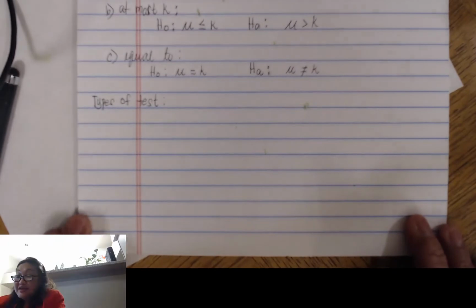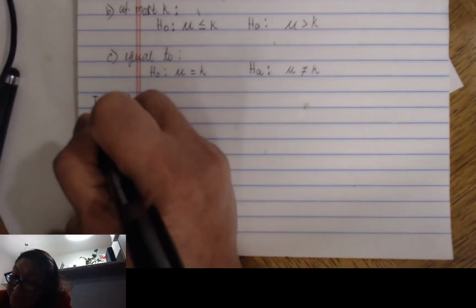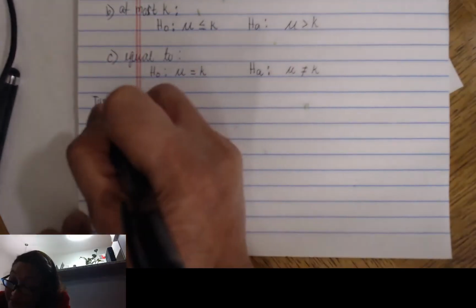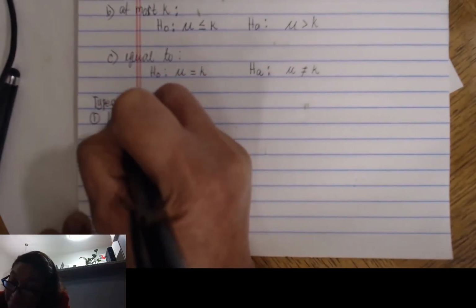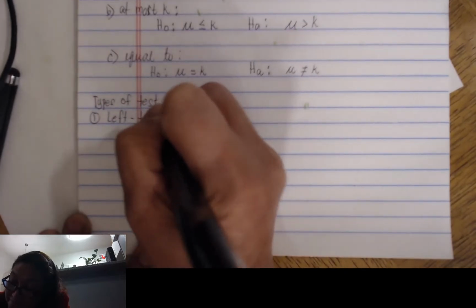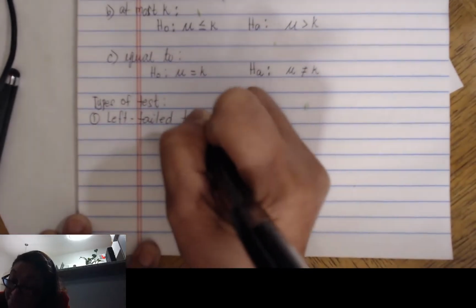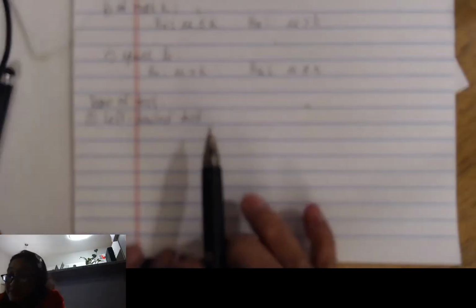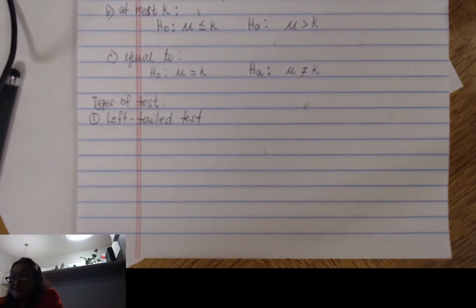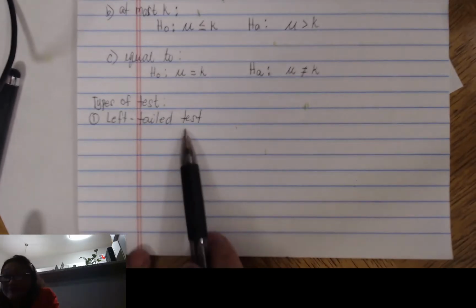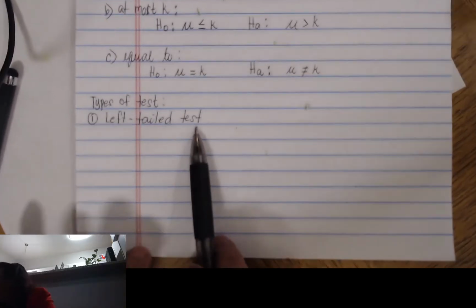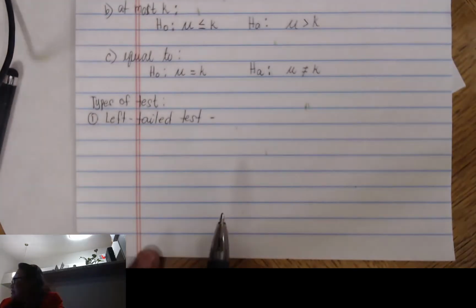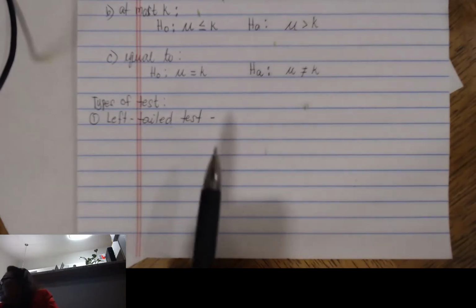Okay, the types of test. The first type of test is the left-tailed test. It means that in a bell curve, the left tail of the bell curve is shaded. So when are you going to see this?